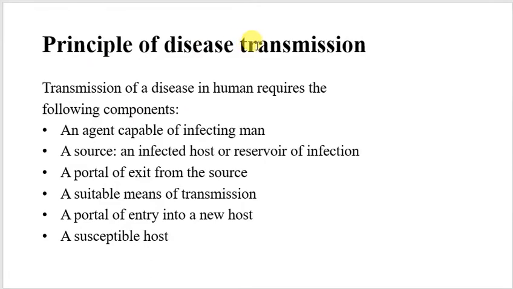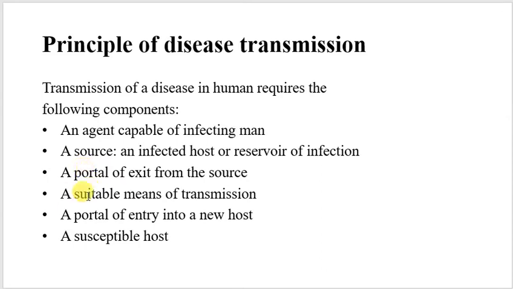So, principles of disease transmission. Disease transmission in humans requires some components. We have some conditions for a disease to be transmitted from one person to another person or from animal to person. The first thing is an agent which is capable of causing infection to man. It must be present. And then you should have a source. A source is a host infected by an agent. And then you must have a port of exit. This is a route by which an agent capable of causing infection leaves the source of infection to infect the next host.